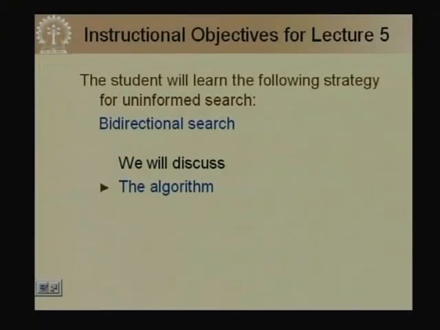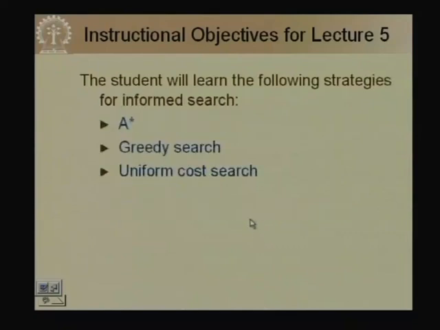So in bidirectional search, we will discuss the algorithm, the time and space complexities, and then we will move on to informed search. We will talk about the algorithm A star, and before that we will talk about greedy search algorithm as well as uniform cost search, which are special cases of A star.